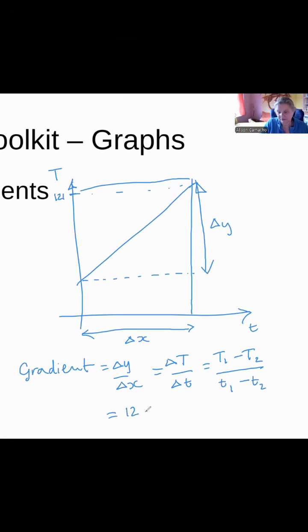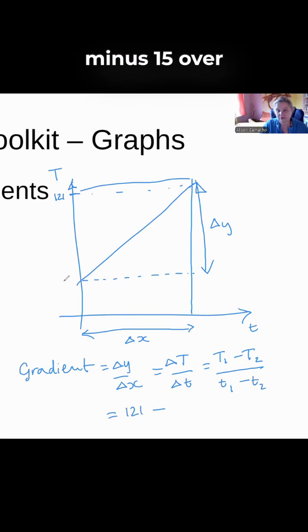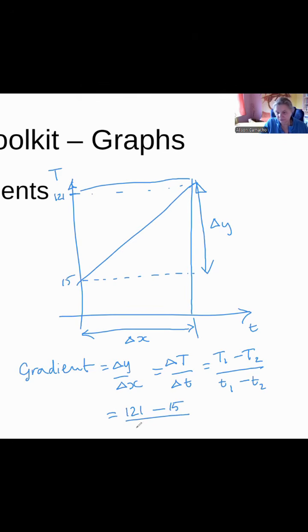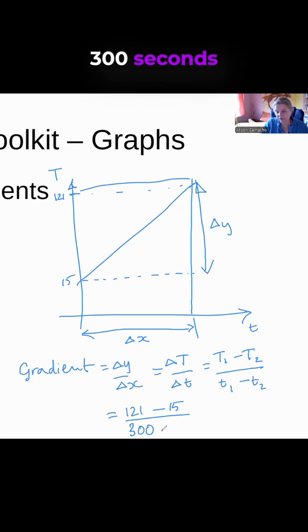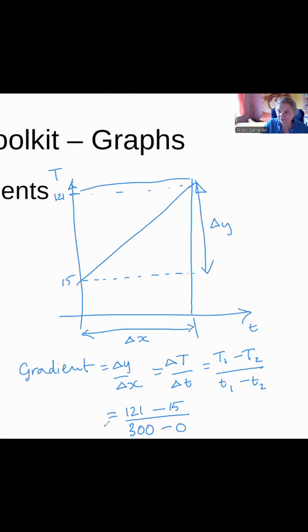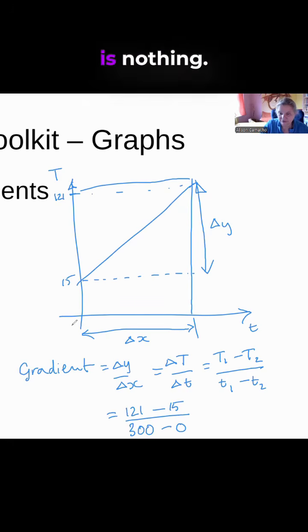Okay, so I don't know, this one is 121 degrees minus 15, over, and this time is 300 seconds minus nothing, because this is nothing.